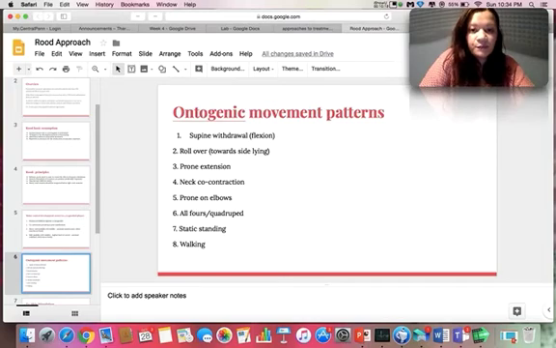Prone on elbows, which allows for weight bearing. Quadruped is preparatory for balance. Static standing is a higher level of integration. And then finally we have walking, which is the highest skill level that you're going to see.